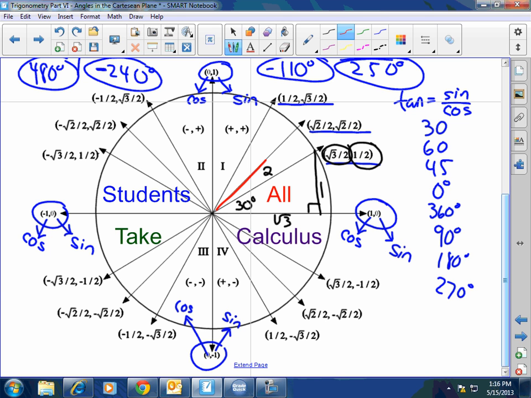Let's go to the next one. Let's go over here. Let's drop it down this way. This whole thing here this time is going to be the 45. And remember that with the 45, you've got a 1, 1, and a square root of 2.